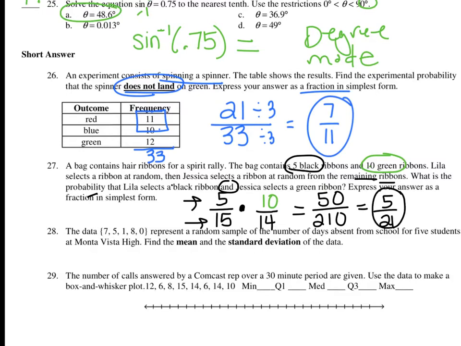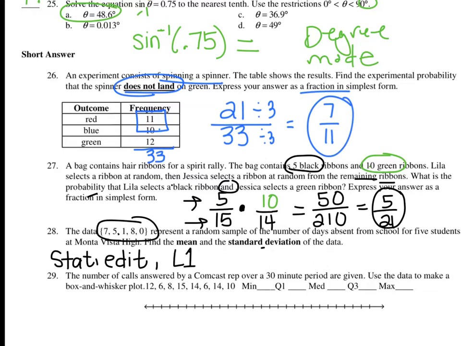For number 28, we need to take this little data set and find the mean and standard deviation. Mean is not difficult to calculate by hand. Standard deviation is a little more involved. So my recommendation is to put this data set in the calculator, which means you'll press Stat and then Edit. Enter those numbers in L1.